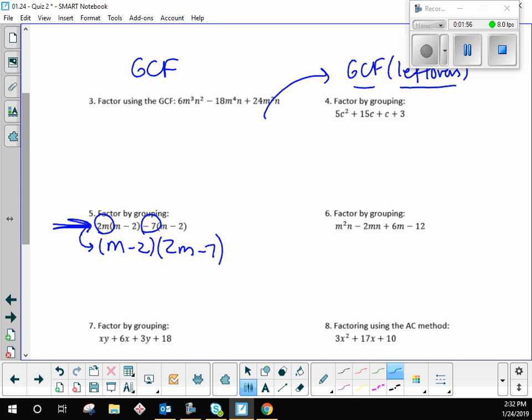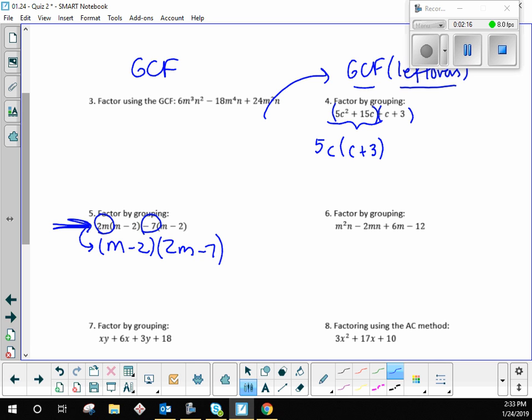I don't know if I really want to work one of those. I'll work number 4. You would group first, and group those 2 things together. Then GCF, the first group, they have 5C in common, leftover C plus 3.